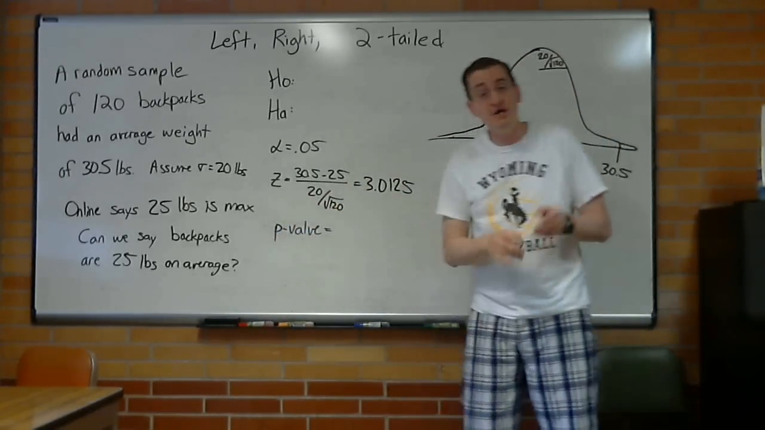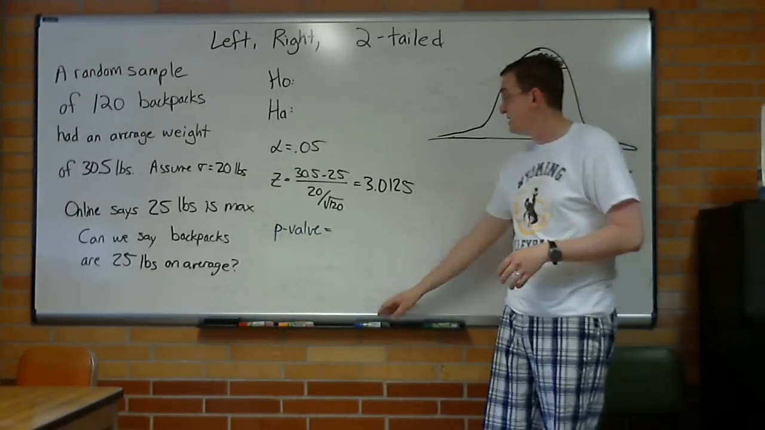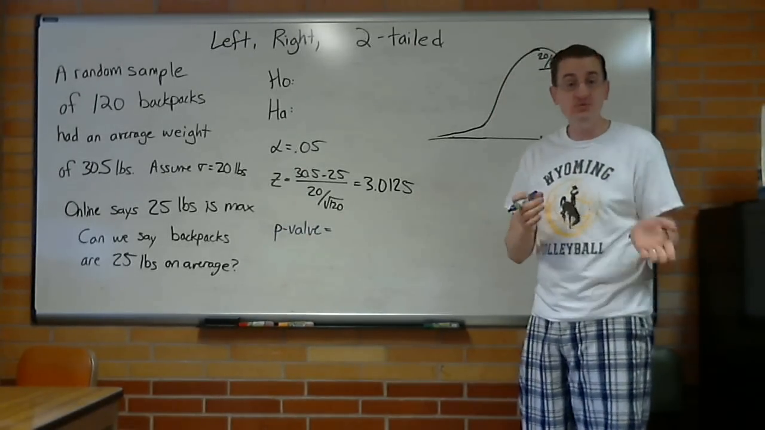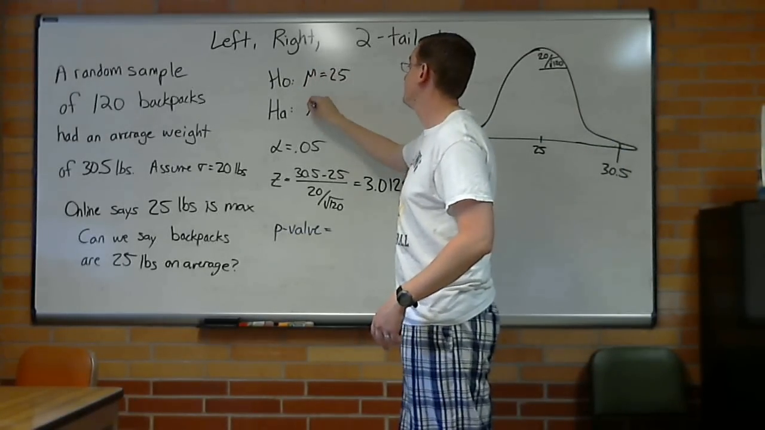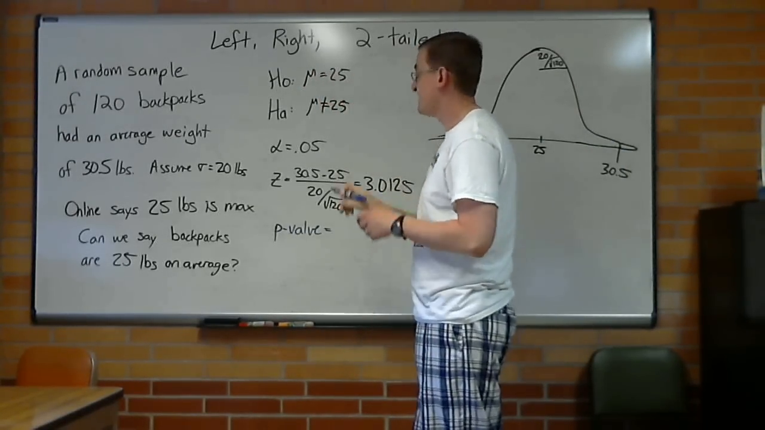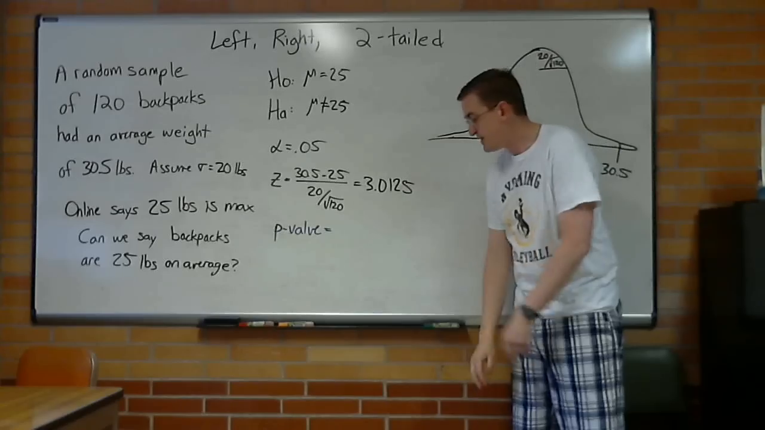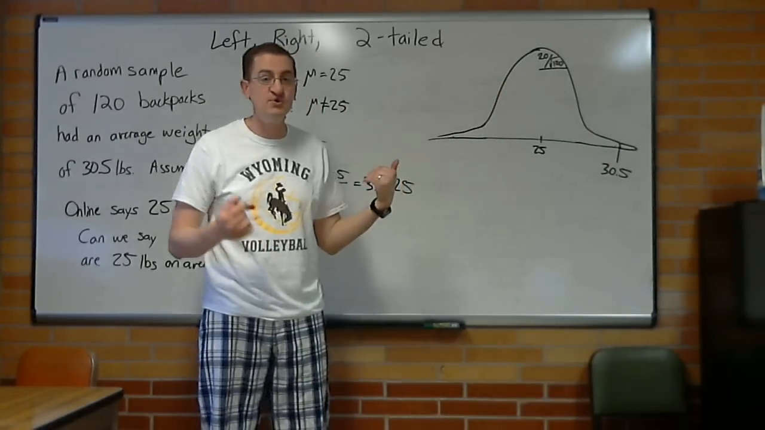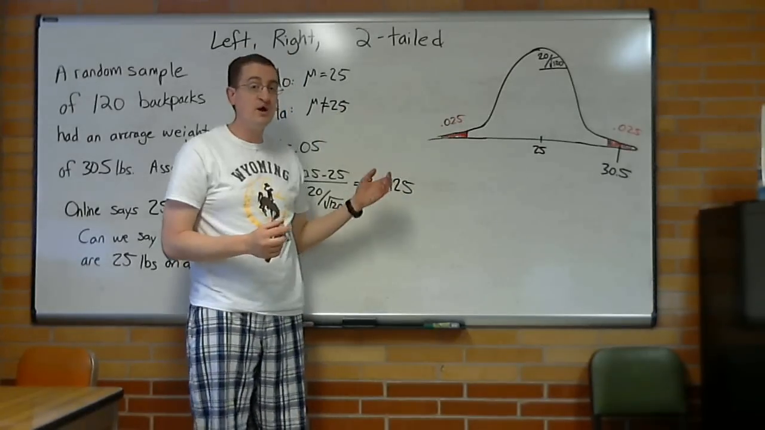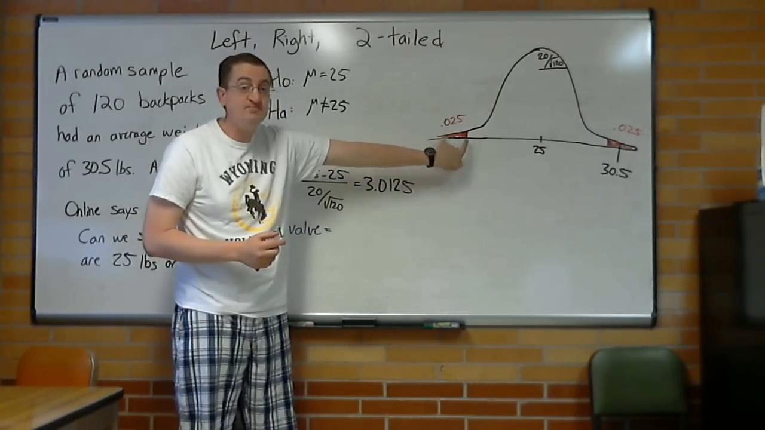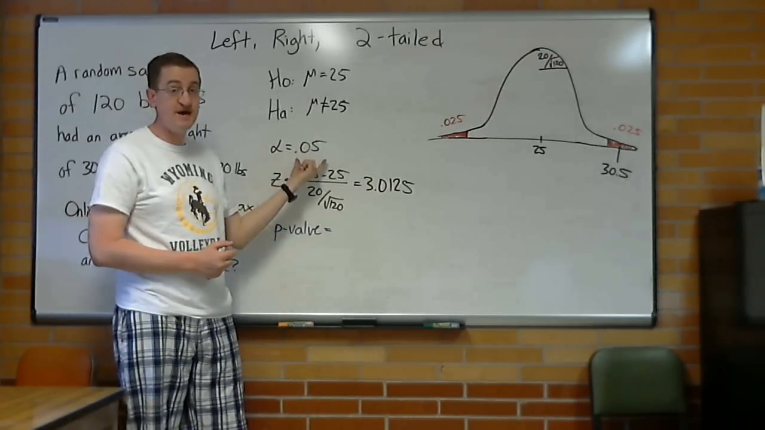Now it says, can we say that the backpacks are 25 pounds on average? That's an equals. Does it equal 25 pounds? So that's the null, equals 25. The alternative would be does not equal 25. Not equals means it could be too low or too high. So that rejection region, it's not going to be left or right, it's going to be both. That's called two-tailed. So our alpha is now 2.5% here and 2.5% there. The full alpha is still 5%.